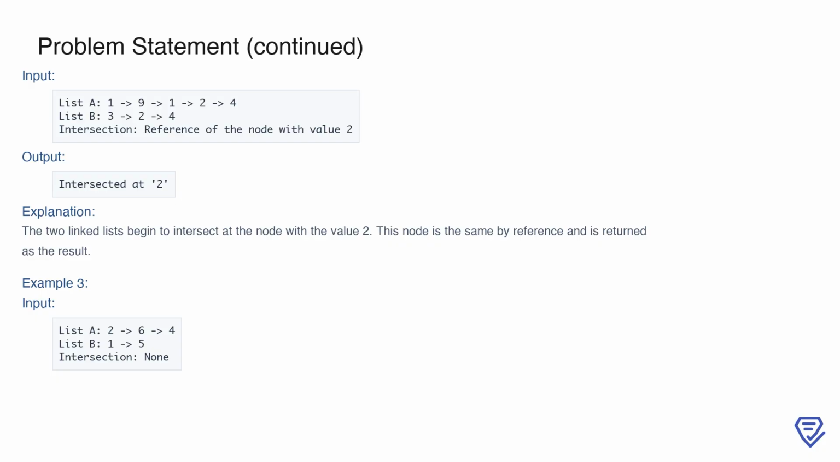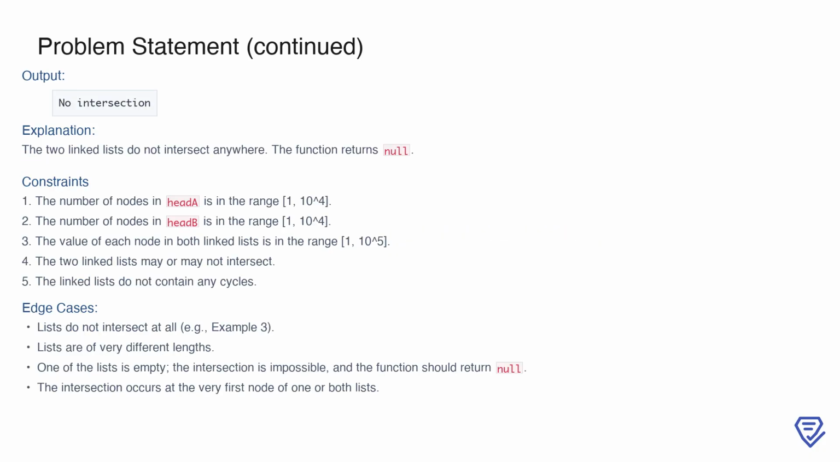Now consider another scenario where list A contains the nodes 2-6-4, and list B contains 1-5. In this case, the two lists do not intersect at all. Since there's no shared node, the function should return null. For the scenario where the two lists do not intersect, the output is simply null. This shows that the function needs to handle cases where the two lists are entirely separate and have no nodes in common.